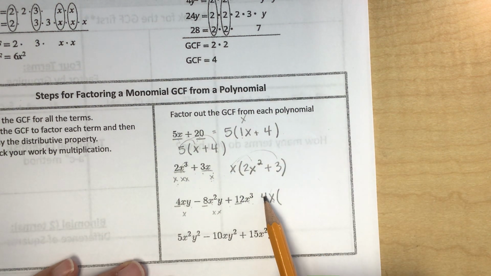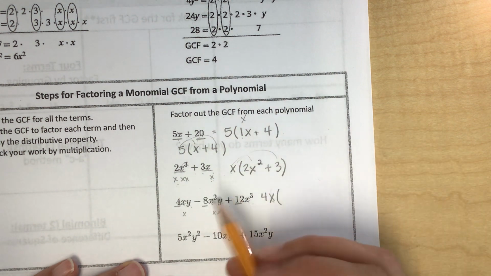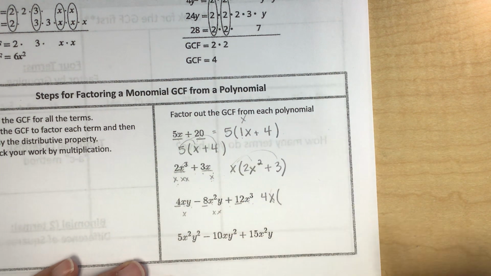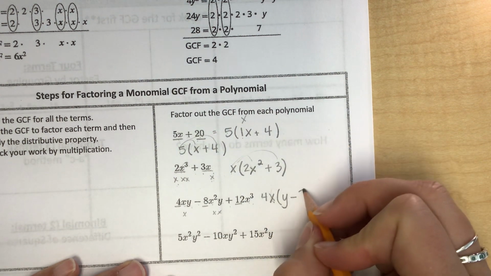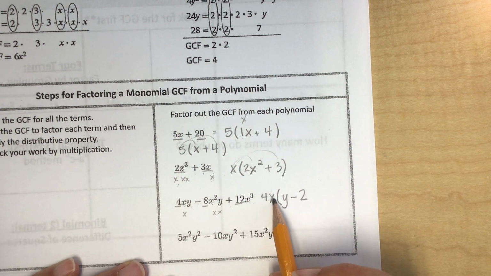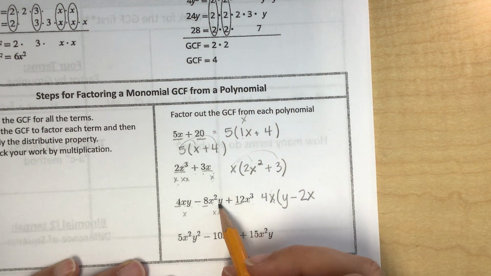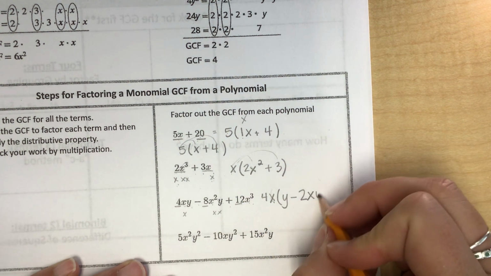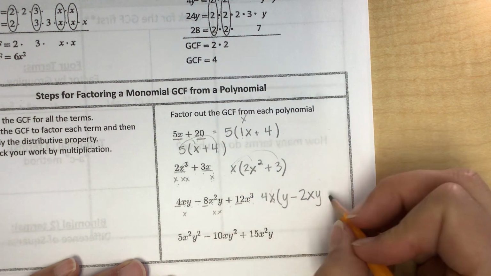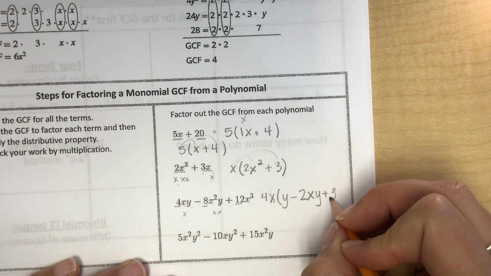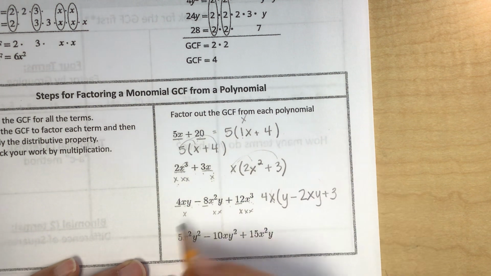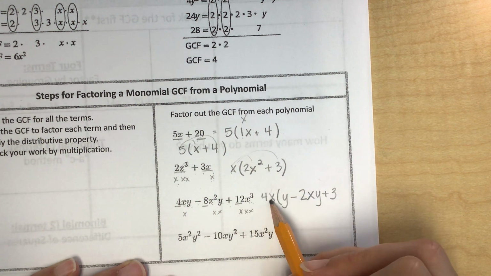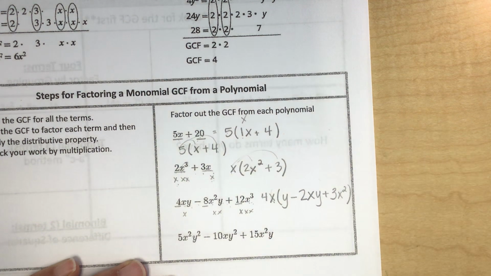So now I'm going to divide, do my numbers. 4 divided by 4 leaves me with 1. I had 1 x, I took 1 x out, so that's gone. So all I'm left with is y. And then minus, 8 divided by 4 gives me 2. We had 2 x's, I took 1 out, so I have 1 left. We have y, we didn't take any y's out, so y just stays. Plus 12 divided by 4 is 3. This one had 3 x's. They still all have at least 1 x. So this had 3 x's, I took 1 out, so now I have 2 x's left.